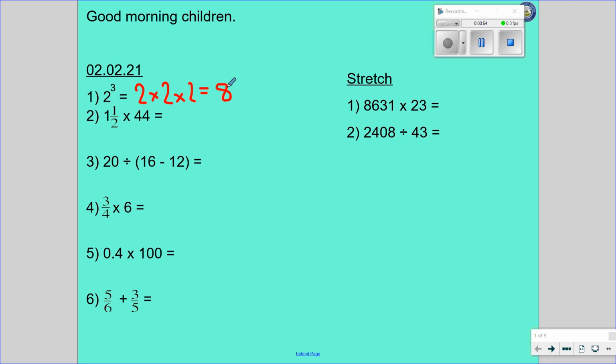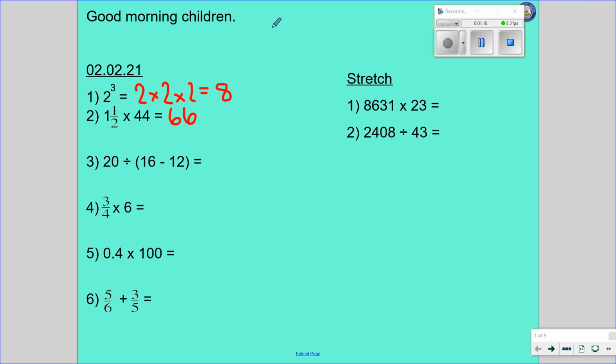Okay, question 2, 1.5 times 44. It's asking me what is 1 lot of 44 plus a half of 44. So 1 lot of 44 is 44, half of 44 is 22. Add those together, gives me the answer 66.